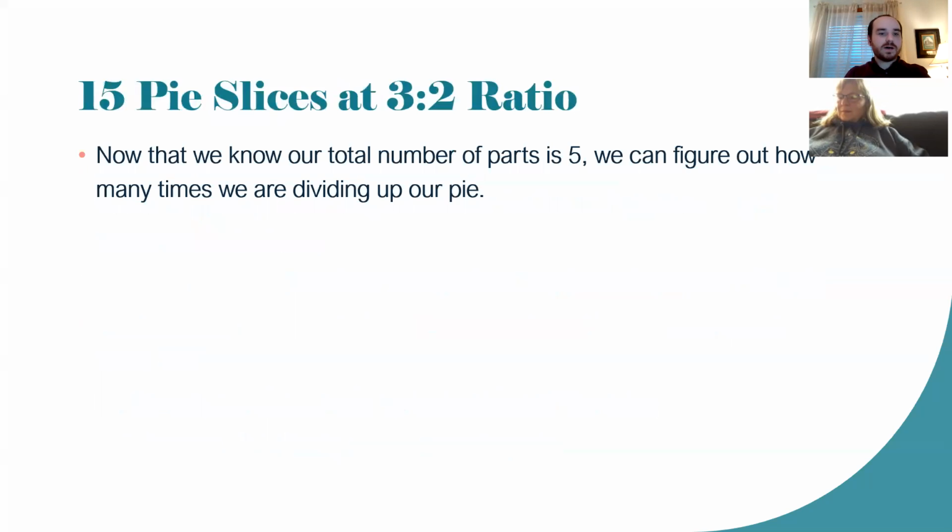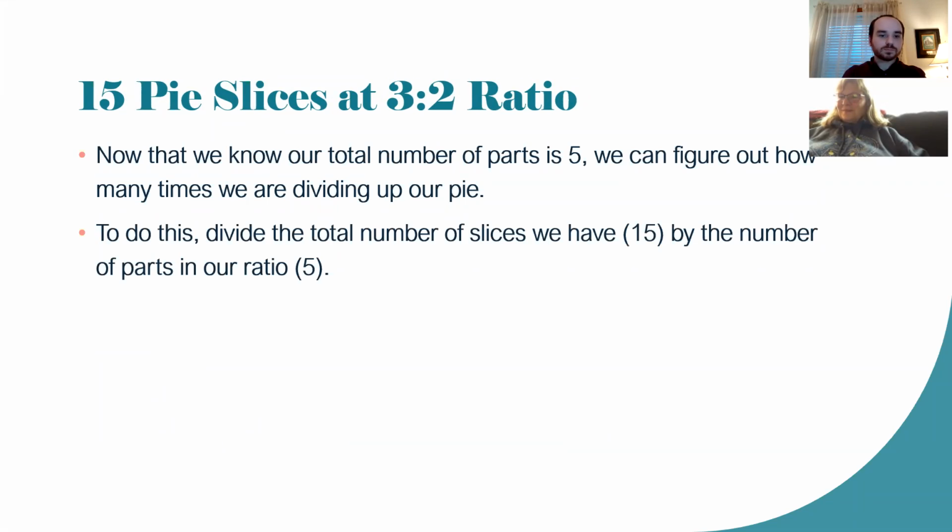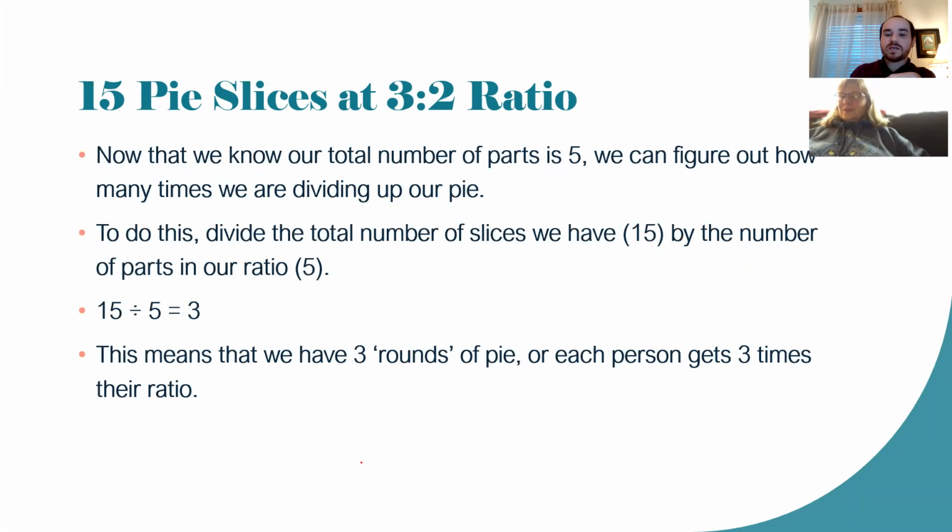So we have 15 slices of pie at a 3-2 ratio, and we know that the total number of parts is 5. So now what we want to do is figure out how many times we actually have to pass out those 5 slices of pie. To do this, we divide our total number of slices, which is 15, by the number of parts in our ratio, which is 5. So in this case, we'll have 15 divided by 5, which is, of course, 3. So this means that we have 3 rounds of passing out pie. So it's going to be 3 different times that we say, all right, here's 2 slices of pie for Janie and 3 slices of pie for Addie.